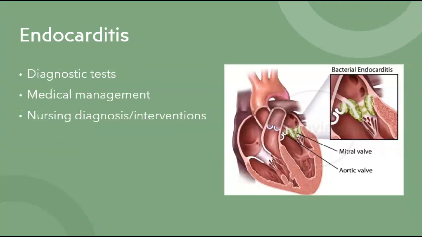Diagnostic tests, so you'll want to get a little bit of health history. You'll also get blood cultures to figure out what infection is causing the inflammation. EKG changes can signal endocarditis. Chest x-ray, leukocytosis, so an increased white blood cell count, increased ESR, anemia.